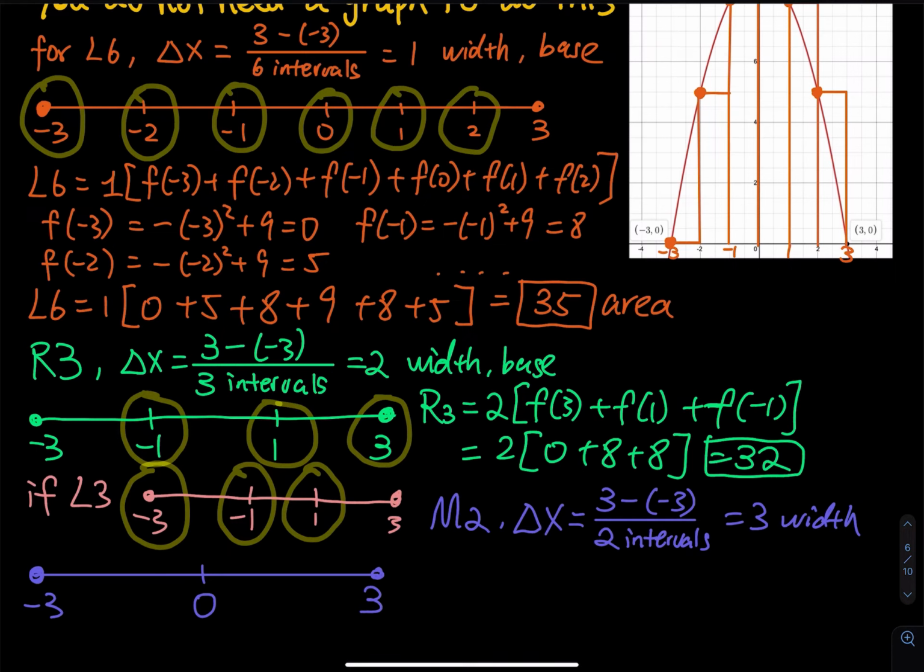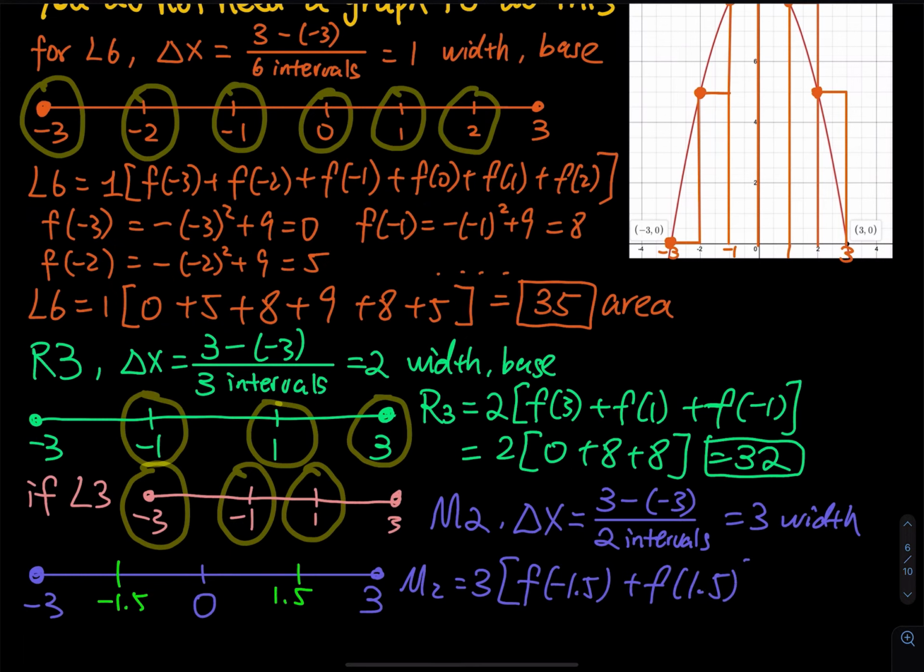What is the midpoint of each of these intervals? So the midpoint is, let's use a different color, the midpoint and the midpoint. Between 0 and 3, 3 plus 0 divided by 2, we have 1.5. This must be -1.5. So for the M2, we will be taking the width times f of -1.5 plus f of positive 1.5. This is a midpoint, not left, not right. We will be taking both.